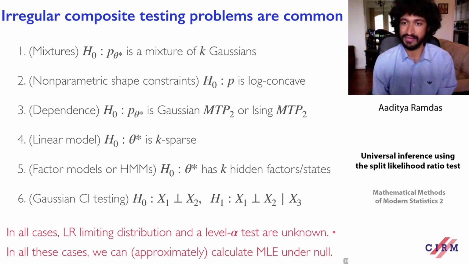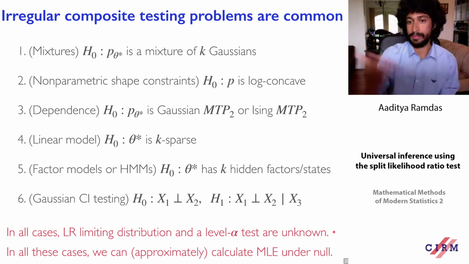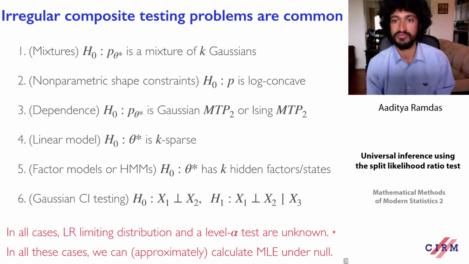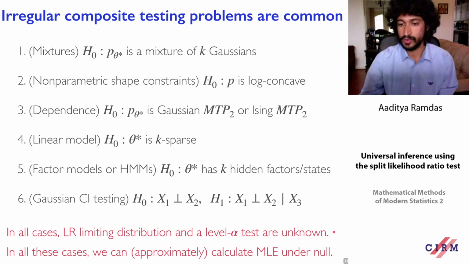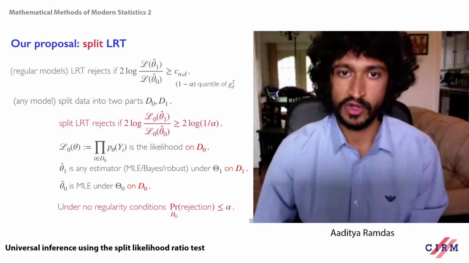So people have developed computationally efficient algorithms for computing the MLE when P is log concave, or when you're dealing with a hidden Markov model, or variants of EM for mixtures. So we're going to leverage the fact that we can calculate the MLE under the null and propose a new test. Okay, so what is it?